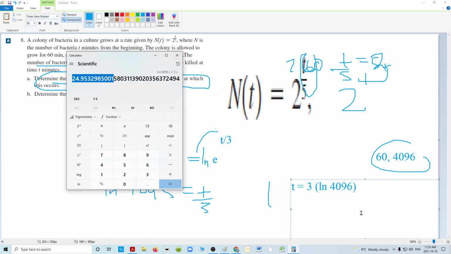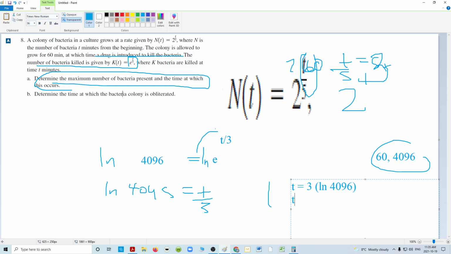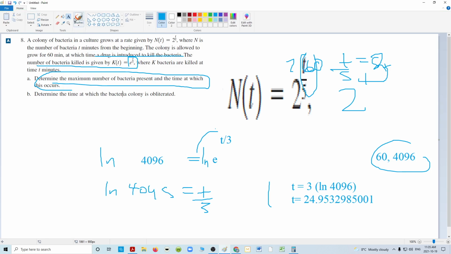So that's quite interesting that this bacteria will kill off all those bacteria in 24 minutes, which makes sense. It took 60 minutes to grow that. This is a much faster rate. It's almost twice as fast. And this is a much bigger base, E, which is why it only took 24 minutes to obliterate them.